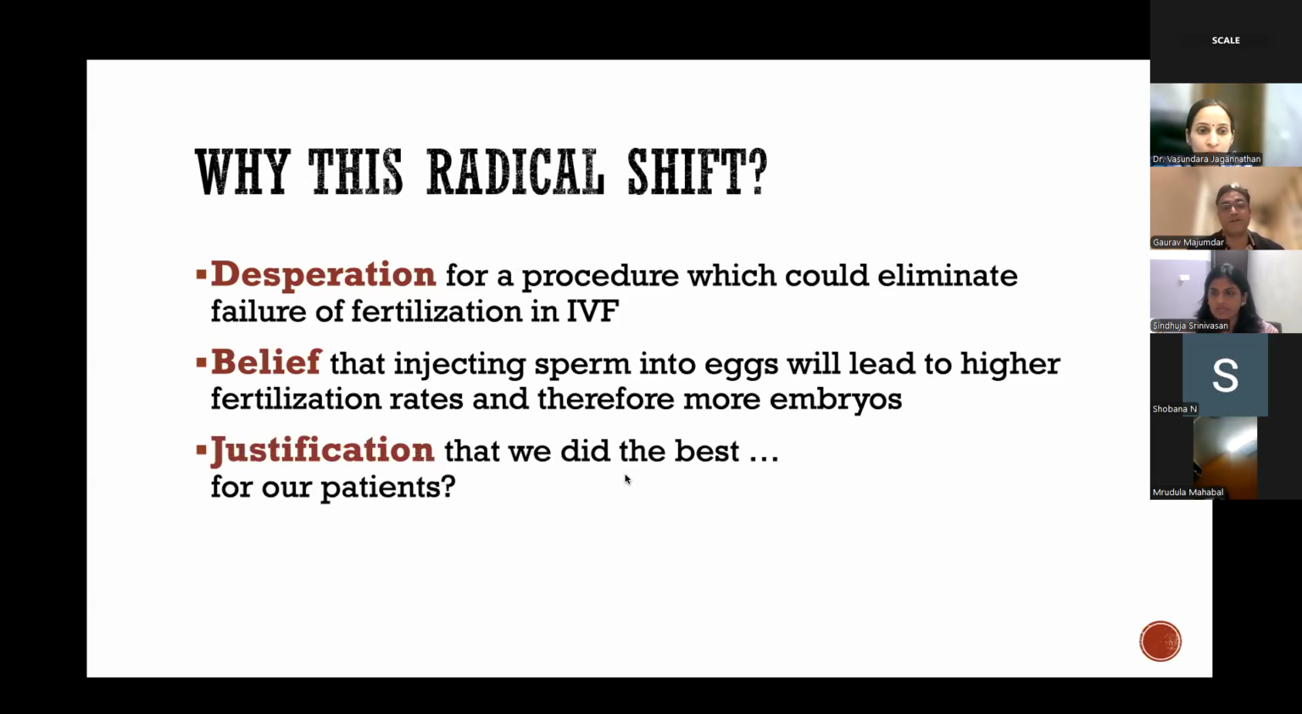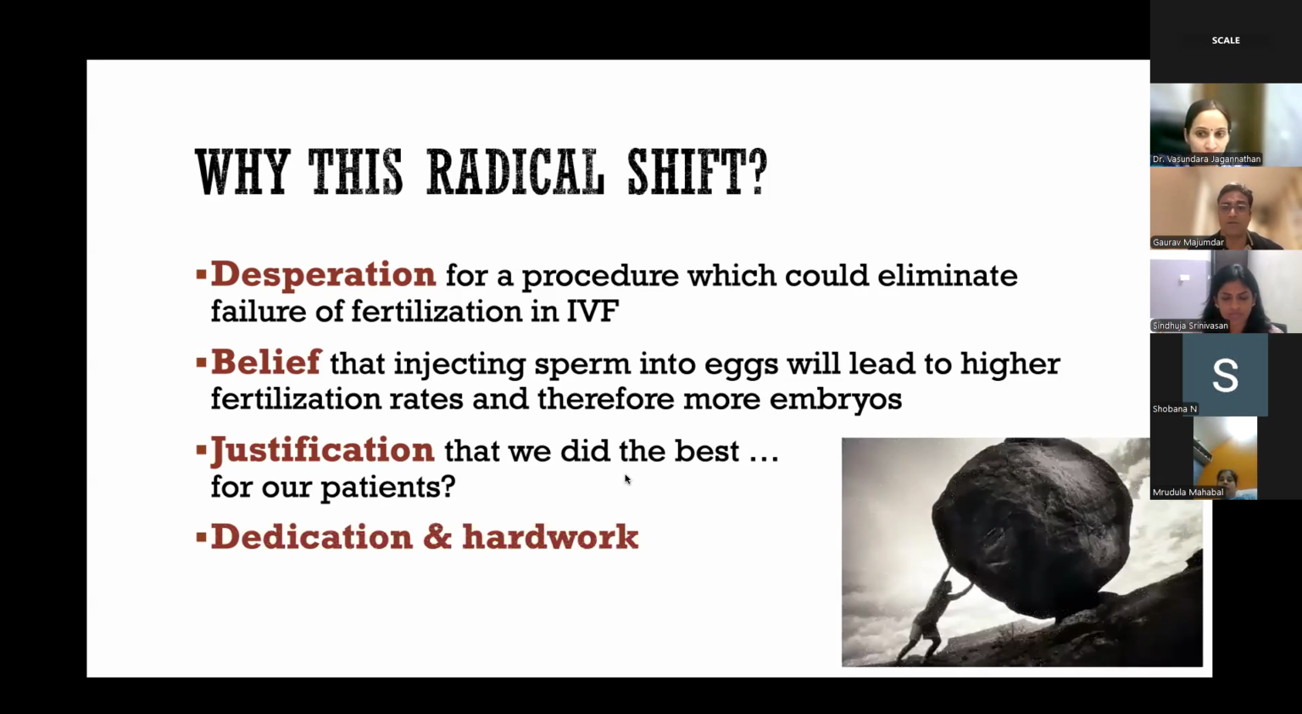Then it also provides a justification for the embryologist and the clinician that we did the best that is possible for our patients. This again has to be looked into, whether it is really beneficial for the patients or probably for our own psyches. And also in some parts, it is considered that you can only achieve success with dedication and hard work, and perhaps ICSI is a very tedious process which requires a lot of dedication and hard work. And hence, if you want to do your best, then you must perform ICSI in all cases.